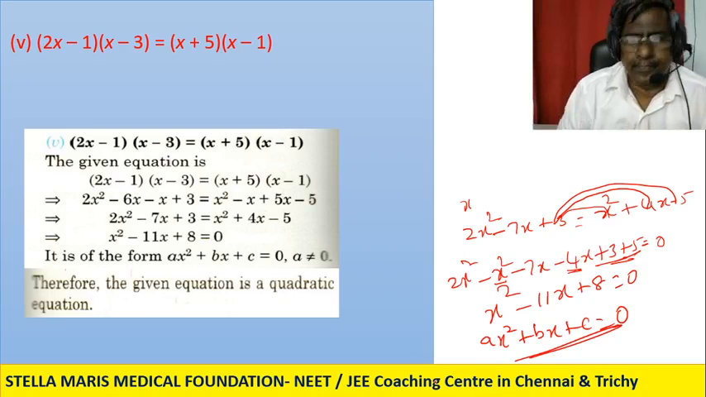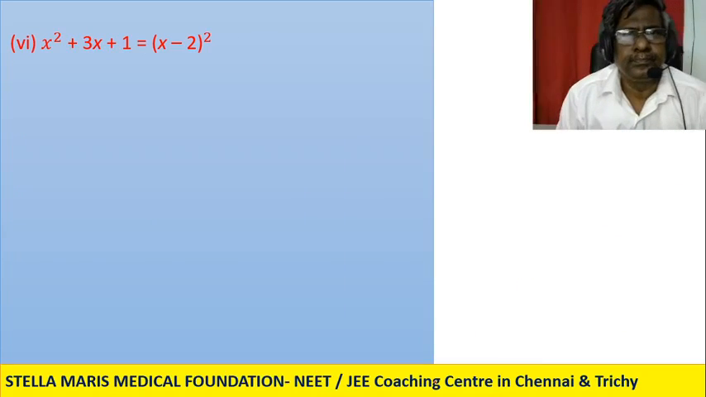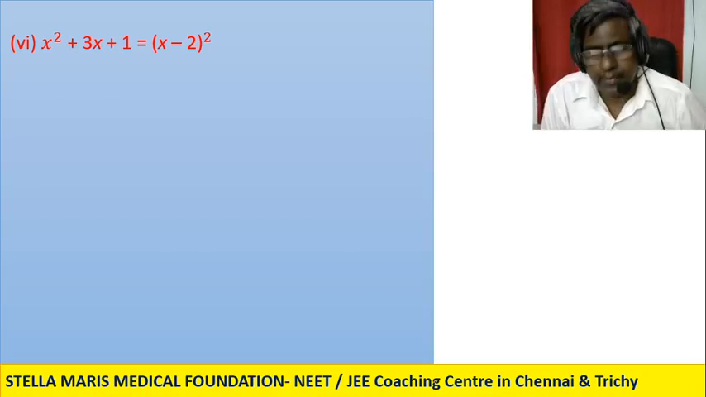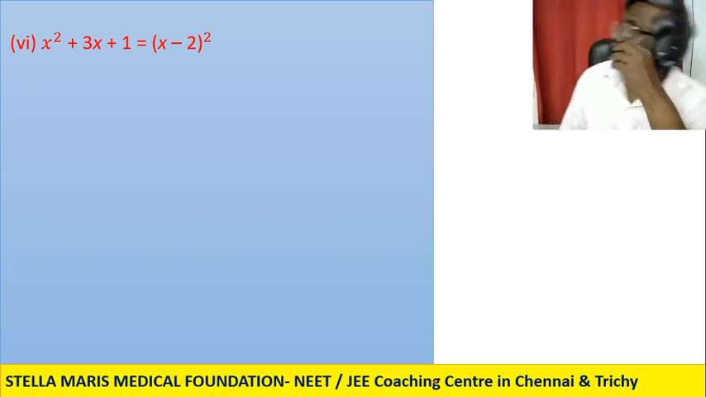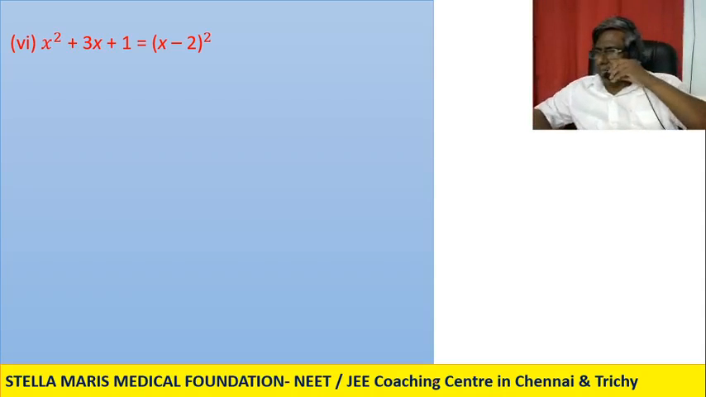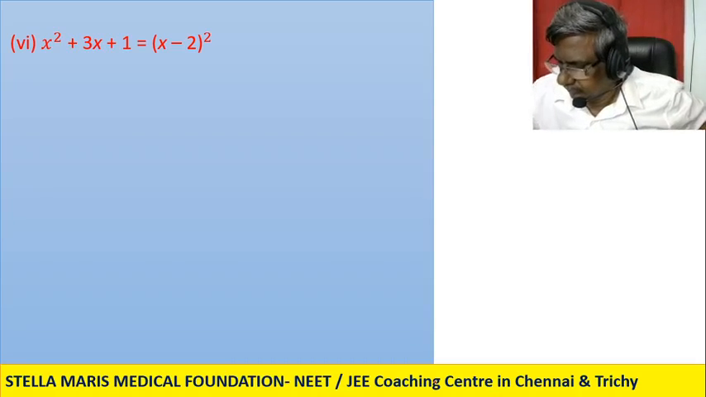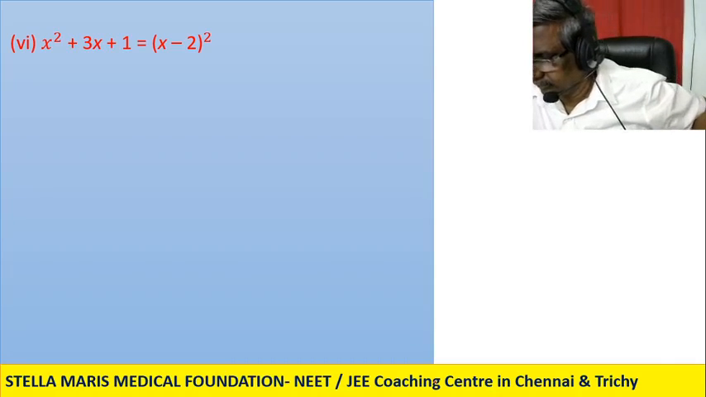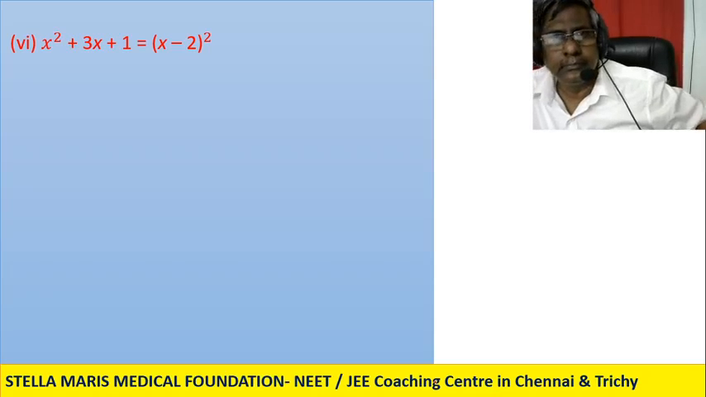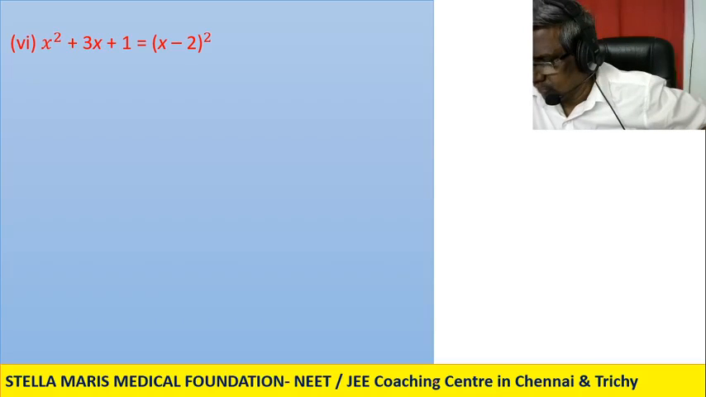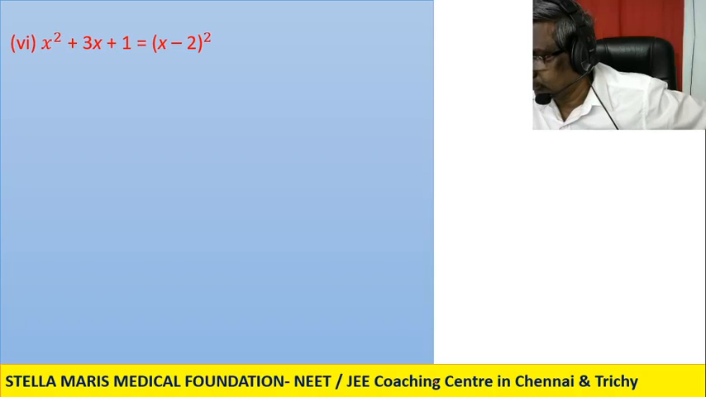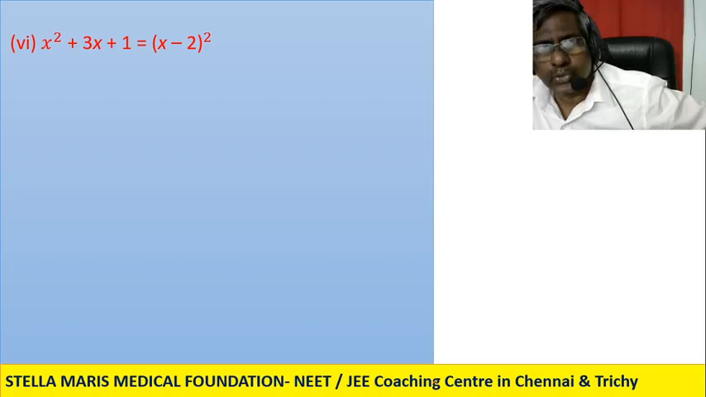Now tell me whether this one is a quadratic equation or not. x square plus 3x plus 1 is equal to x minus 2 whole square.